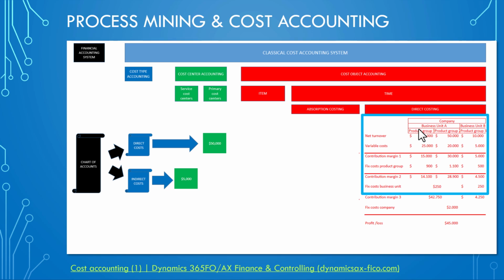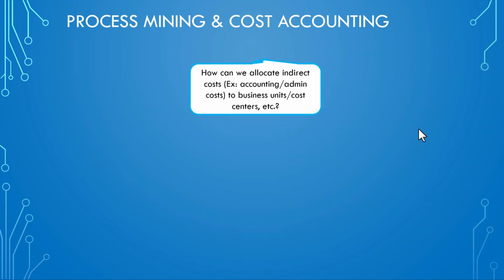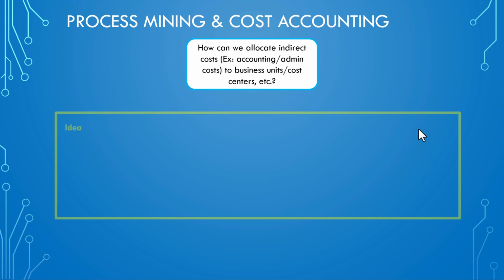And now what I want to do is, I want to kind of allocate these indirect costs to different departments, business units, whatever we have. But the question is, how can we do that? And how can we do that with process mining? And to answer this question, let's first have a look at the basic idea.